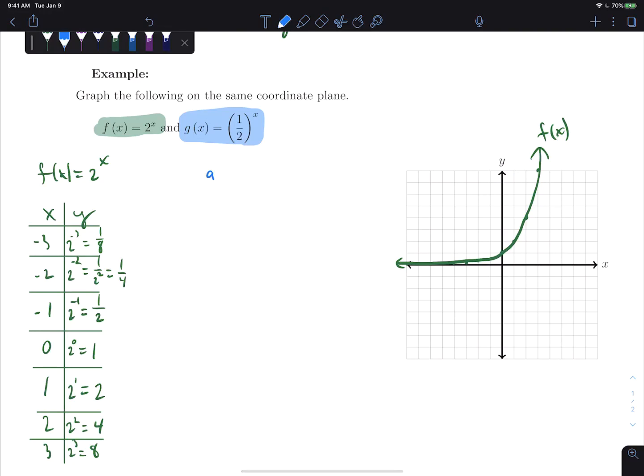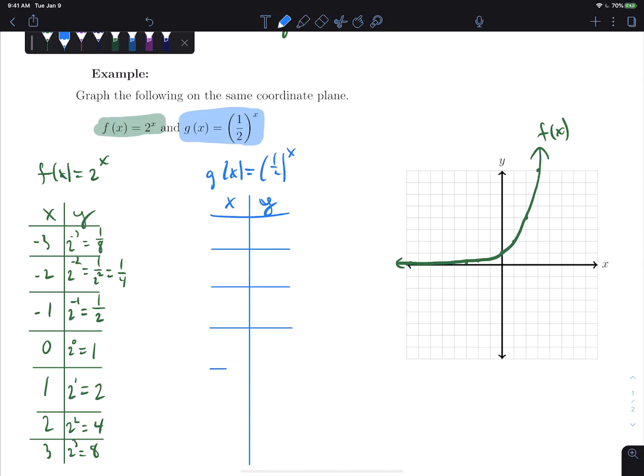Next, I want to look at g of x being that 1/2 to the x power. Again, create an xy table there. And I'm going to use the same x's. And start out at the 0. 1/2 to the 0 power is just 1 because anything to the 0 power is 1.